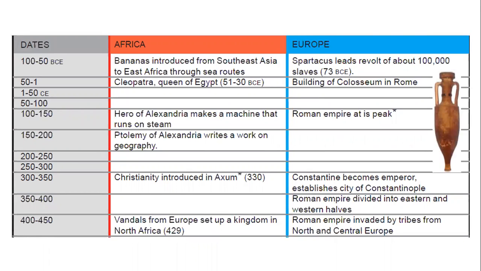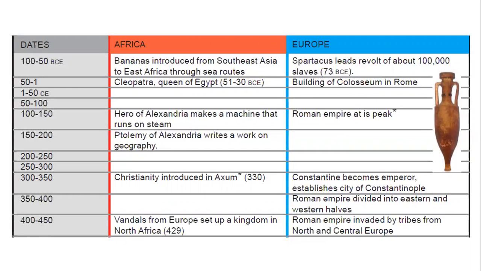So in Africa, in 100 to 50 BCE, BCE means before Common Era, bananas were introduced from Southeast Asia to East Africa through sea routes. Cleopatra was the queen of Egypt in 50 to 1 BCE. We have no information about the first 100 years of Common Era. And 100 to 150, we saw Hero of Alexandria makes a machine that runs on steam. This happened for the first time.